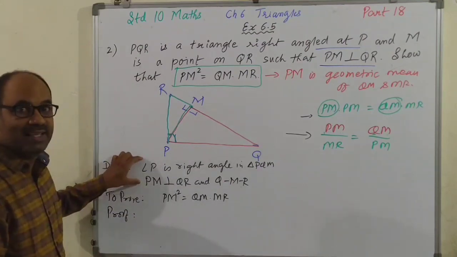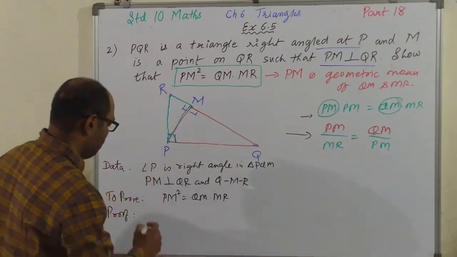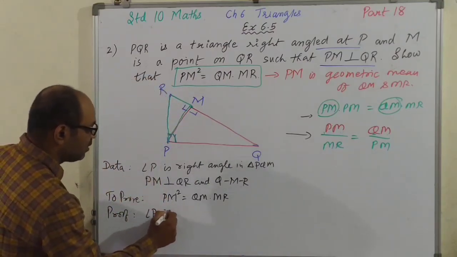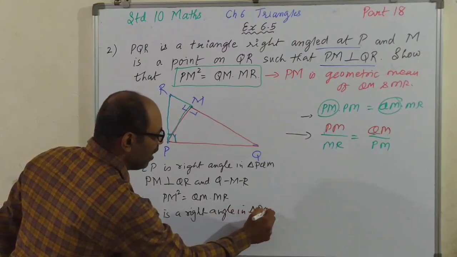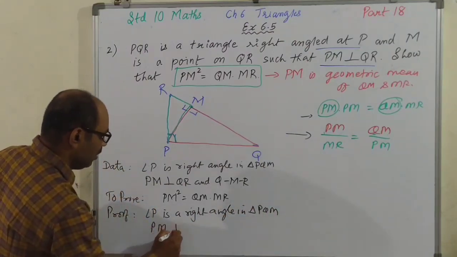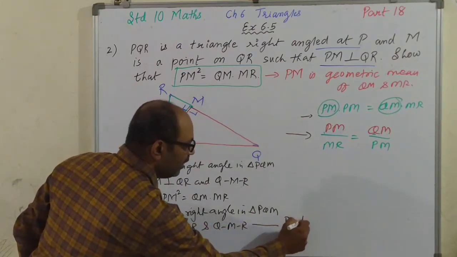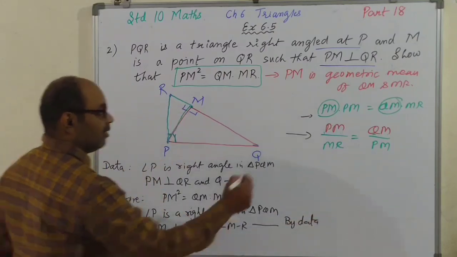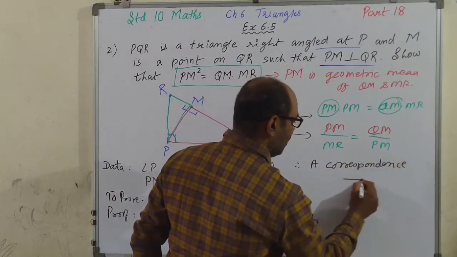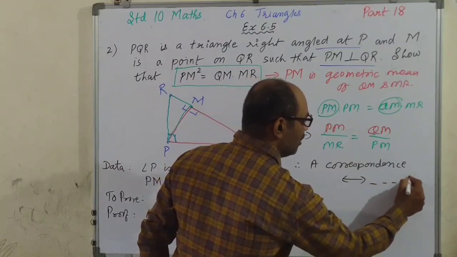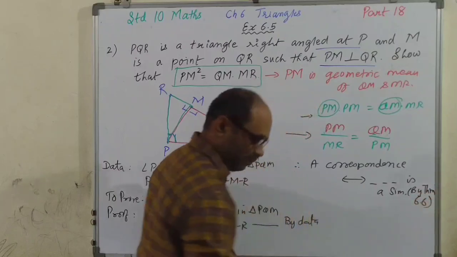Proof. Alright, we write this statement. That is the condition of theorem 6.6. Angle P is a right angle in triangle PQR, and PM is perpendicular to QR, with Q-M-R collinear. This is by data. Therefore, a correspondence dash corresponds to dash dash dash is a similarity by theorem 6.6.